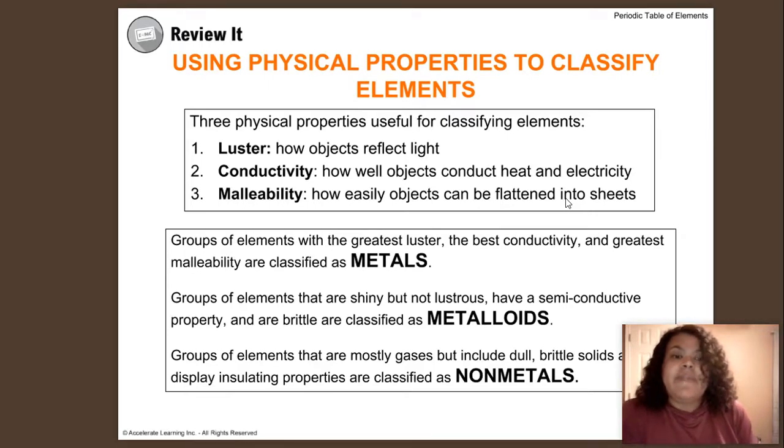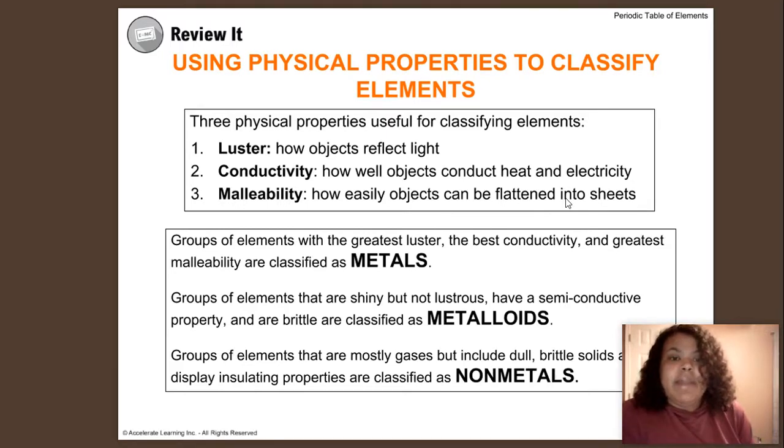Groups of elements with the greatest luster, the best conductivity, and the greatest malleability are classified as metals. If you remember back to the lab activity in class, we had examples of different nails, and those were metals. We noticed that they were very shiny, they were able to conduct electricity, and you could bend the nails with applied pressure. Therefore, they were classified as metal.